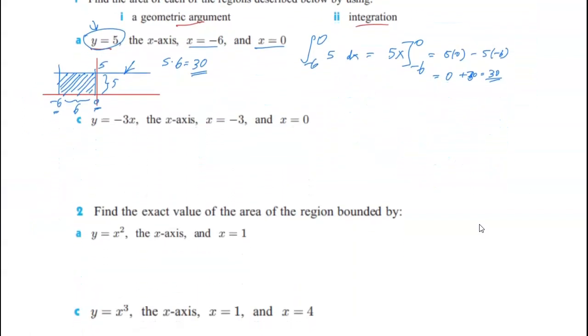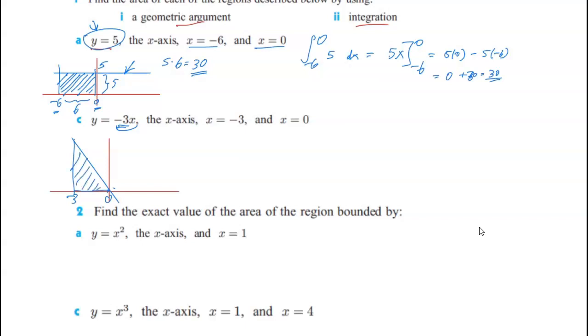Next one, again, we're going to draw a picture. I'm going to draw the x and y axis first. The function is -3x, which of course is a straight line. It's a straight line which is diagonal and goes down, right? Because -3 is a negative slope. It is bounded by the diagonal line and the x-axis on the bottom, and x equals -3 on the side, and x equals 0, which is where y equals -3x intersects the y-axis.